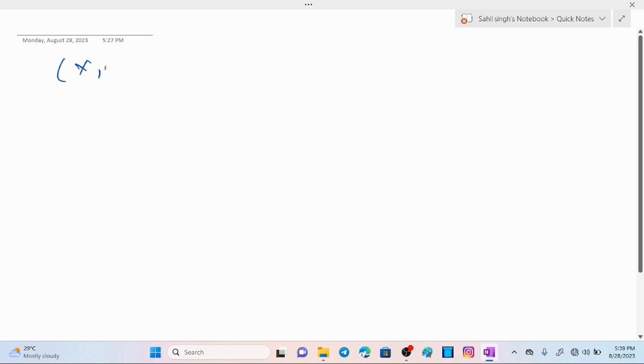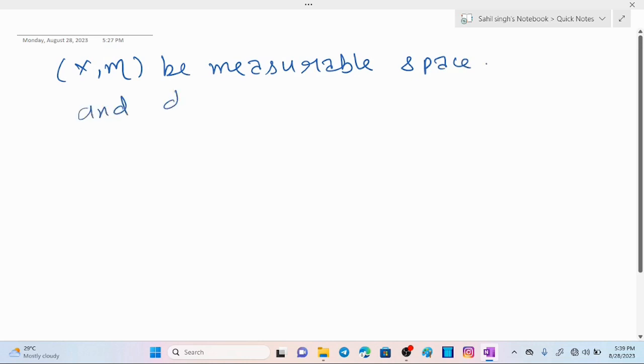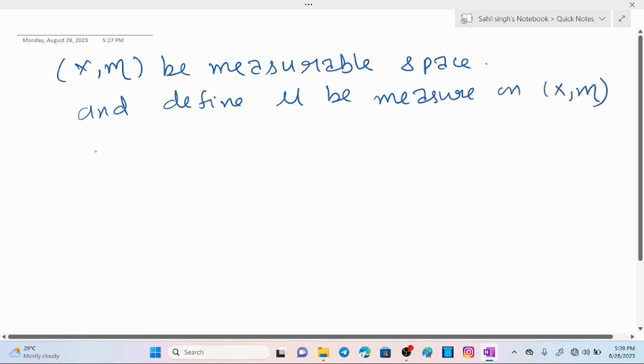So let (X, M) be a measurable space and let μ be a measure on (X, M). So the properties are as follows.